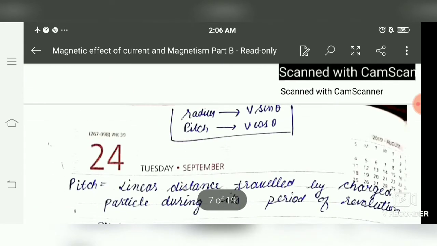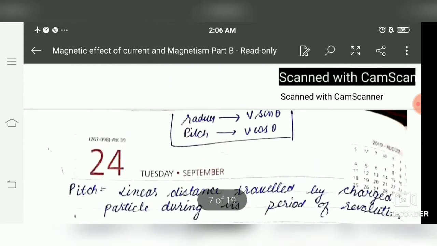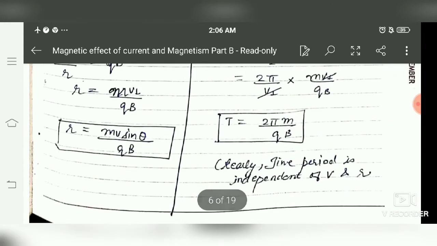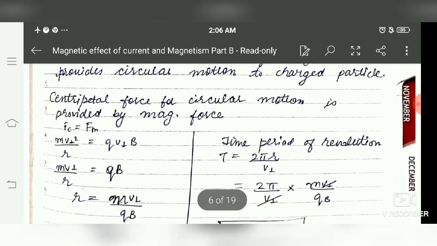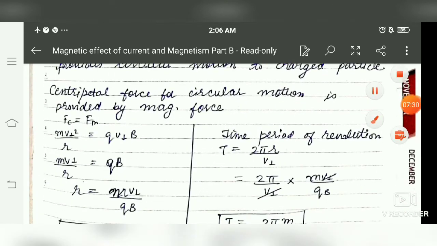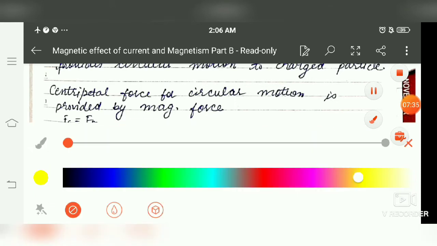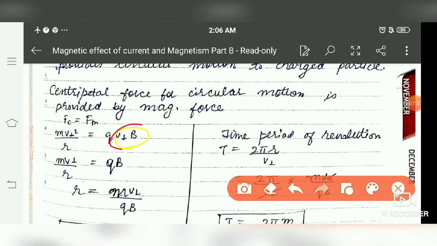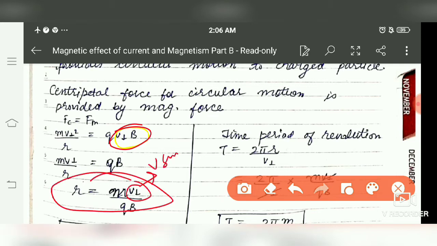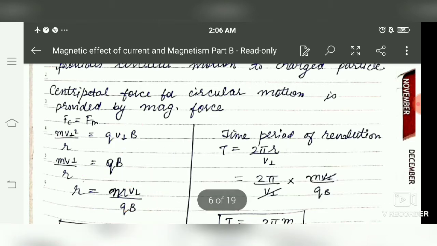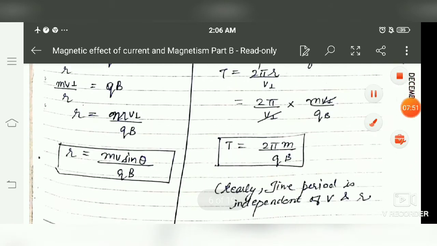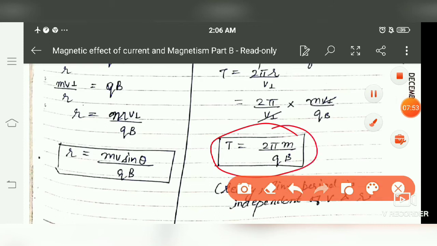So the particle will cover a helical path like this. From here we can say that for the path to be helical, the centripetal force is provided by which part? That is from the perpendicular part. The perpendicular part provides the centripetal force. So for the centripetal force, this is the radius, and this v perpendicular is v sin theta here. And if we want to calculate the time period for it, it again comes out to be this.